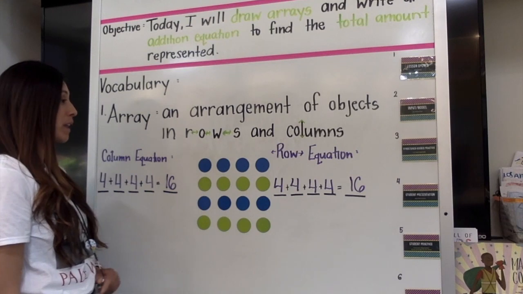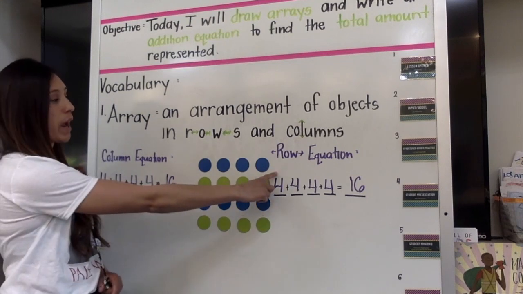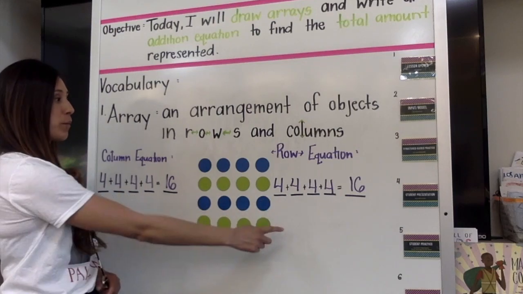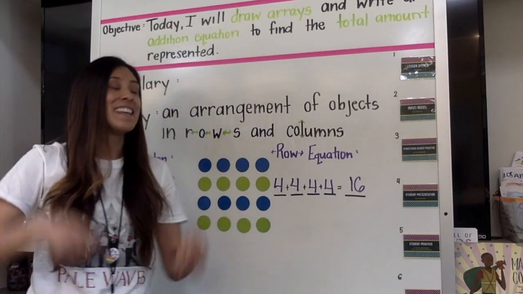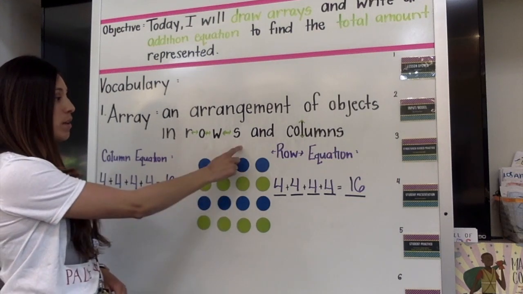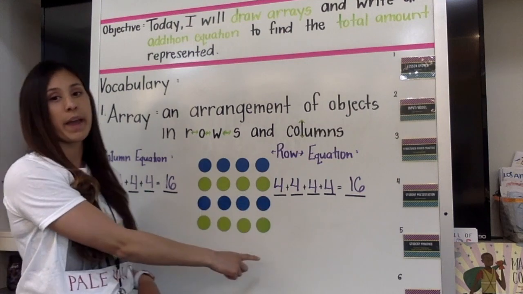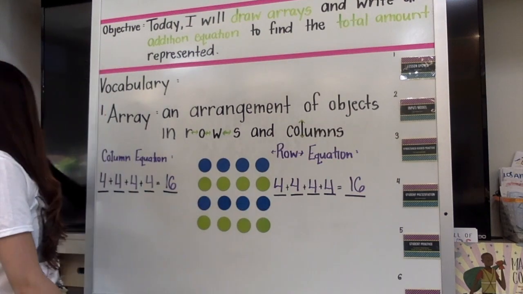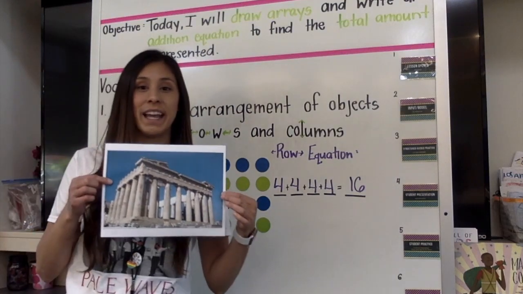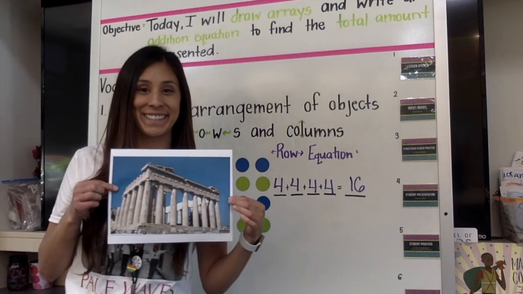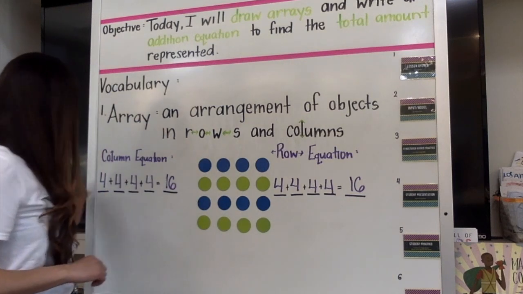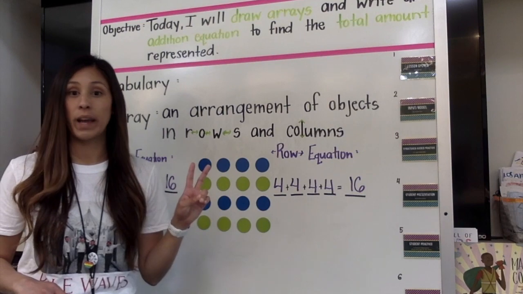So just remembering that rows go from left to right, left to right, left to right, left to right, like my eyebrows. And then columns go from top to bottom, top to bottom, top to bottom. Okay? Kind of like the columns that we saw on this ancient Greek structure. Okay?